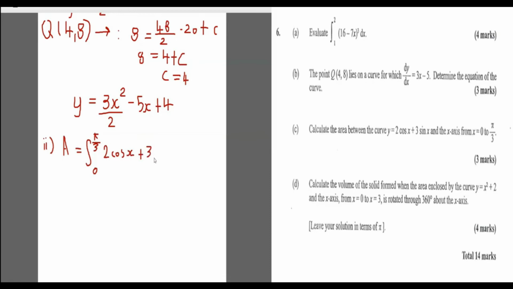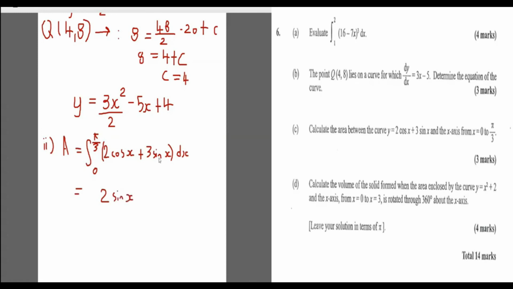Now it may look a little bit difficult to integrate, but it's really not at all. So this is what we're integrating. Now, when you integrate cos, you get sine. So what this works out to be is 2 sine x.